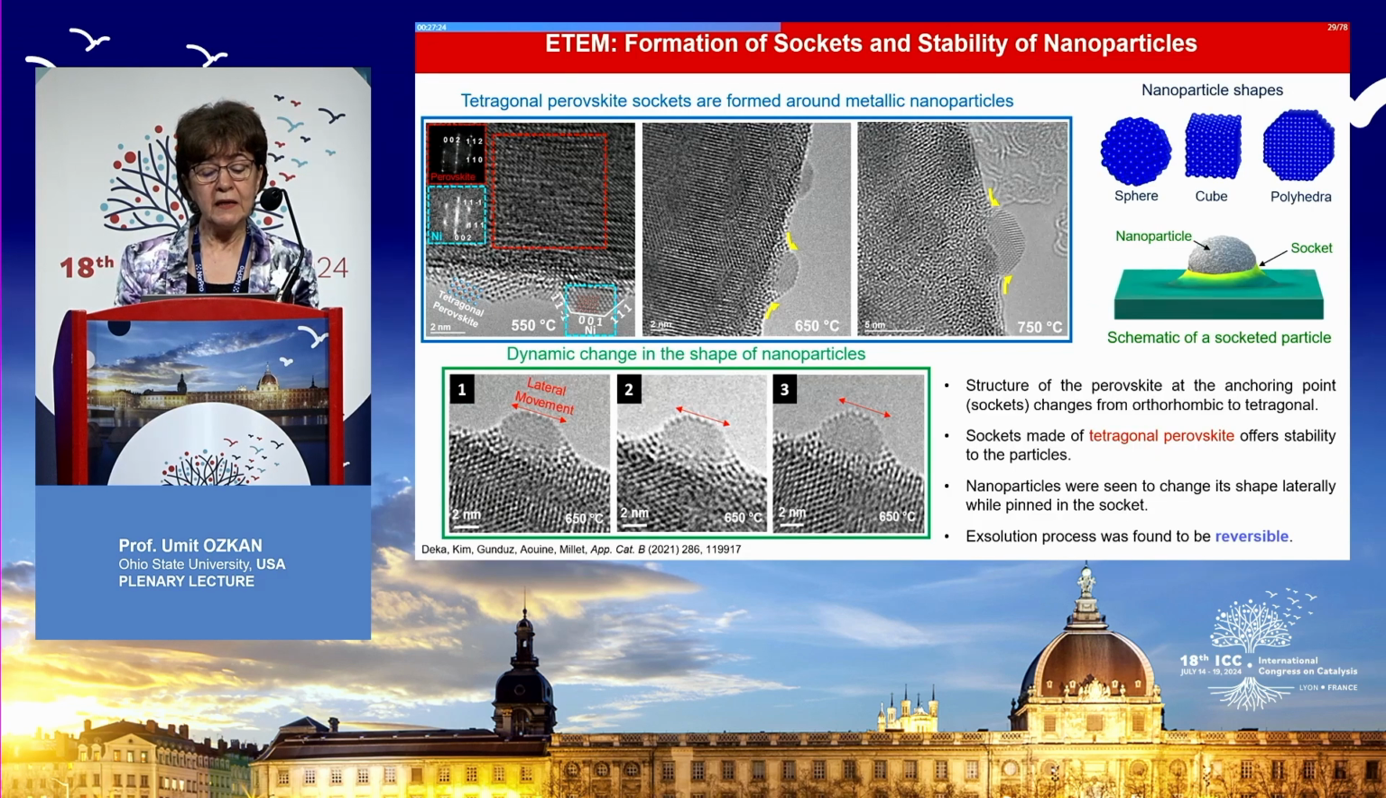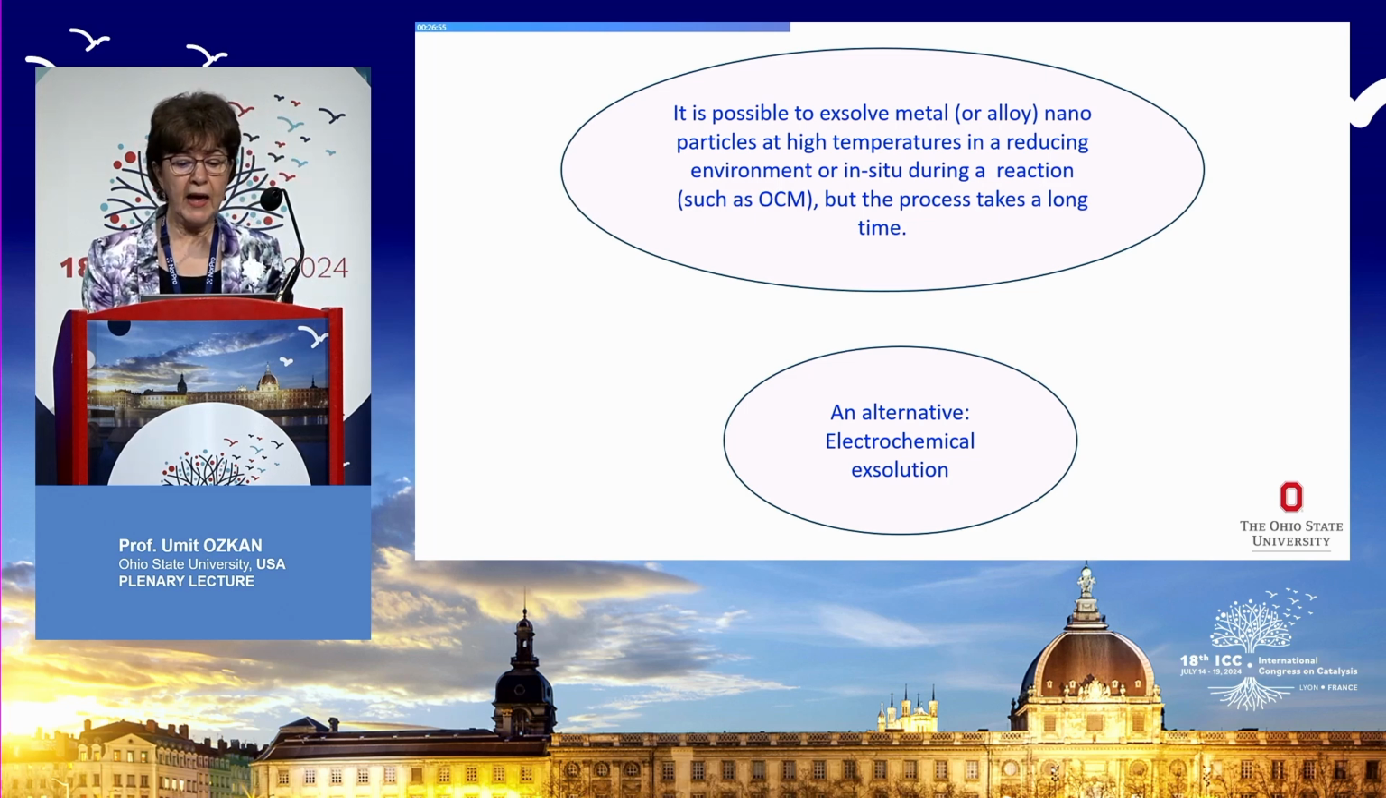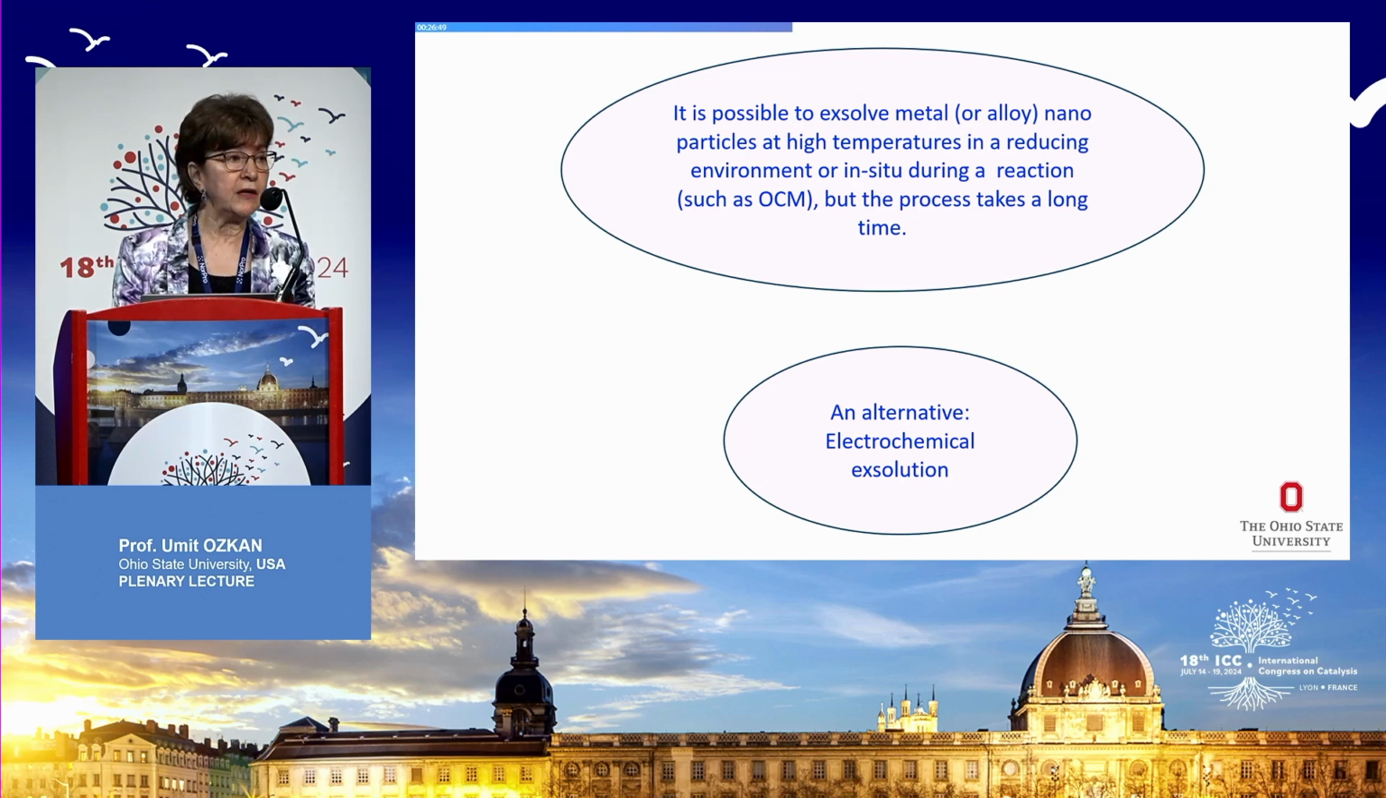Now, another observation we made was that there is some change where this exsolution is taking place. So where the exsolution is happening, it is changing from an orthorhombic structure to a tetragonal perovskite structure. And we have also seen that the exsolution process can be reversible, but I won't talk about it in this talk. So it is possible to exsolve metal or alloy particles at high temperatures in a reducing environment, or in situ during a reaction. We have later seen that during oxidative coupling of methane, but the process takes time.